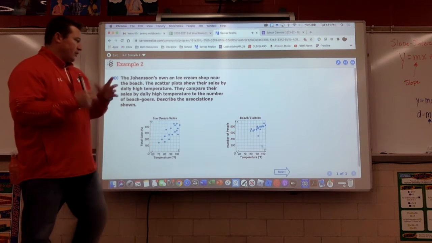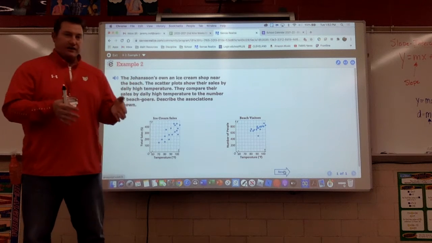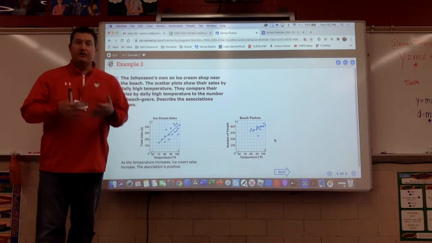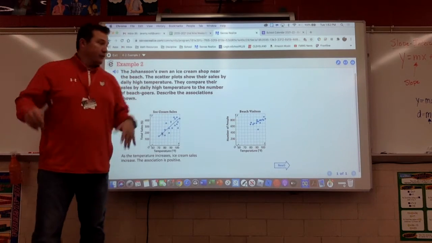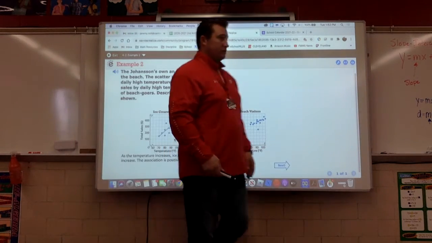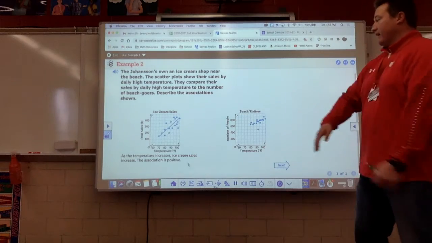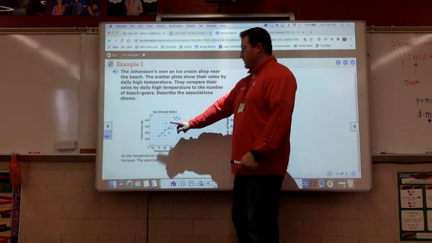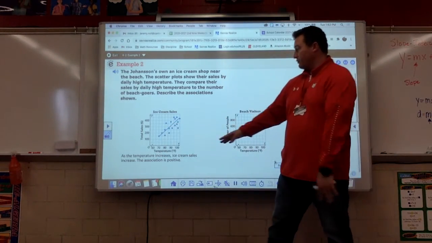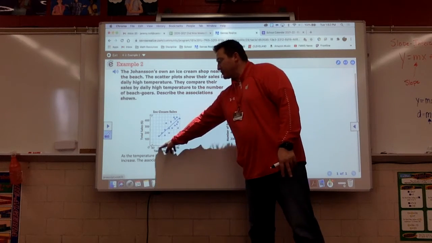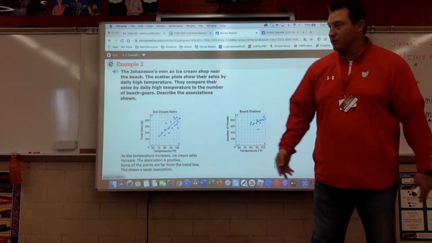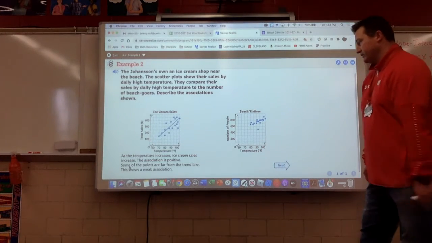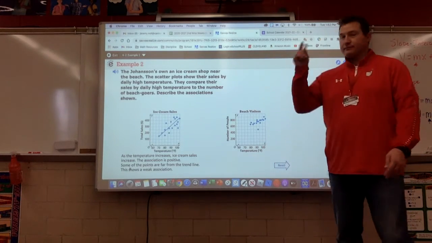Okay. So, again, you guys can look at these graphs, and there's definitely a pattern to those dots, right? What is the pattern? Are they going uphill? Are they going downhill? Who's to say, right? So ice cream sales, guys. This one, positive association, right? As the temperature increases, ice cream sales increase. That makes sense when it gets hot out. Ice cream is good.